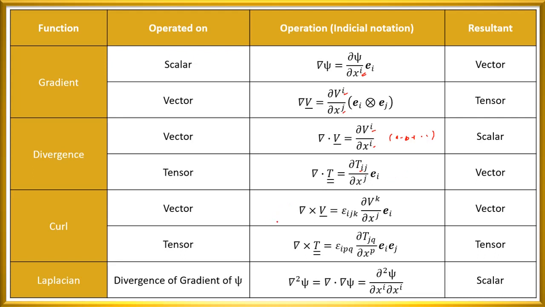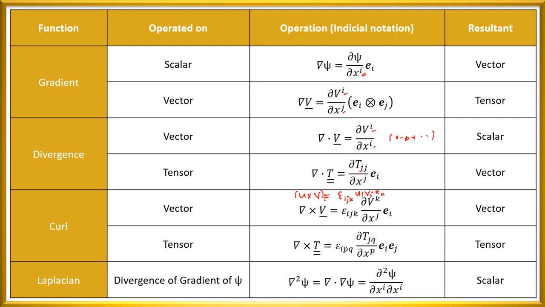So the next operation is curl. We already know how curl acts upon a vector. We know that when curl acts upon a vector, the resultant will be a vector. This is denoted in tensor notation, and we have already seen this notation in one of our previous videos. We know that u cross v will result in epsilon ijk ui vj in the direction of ek.